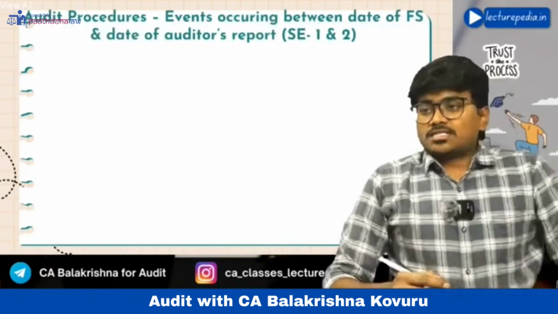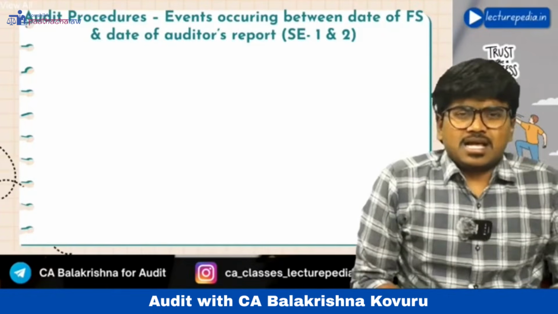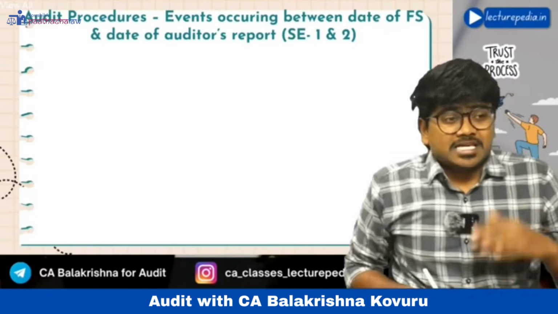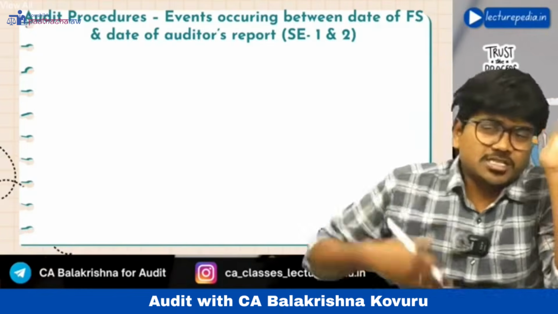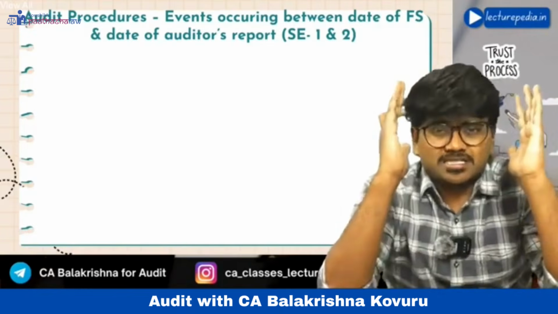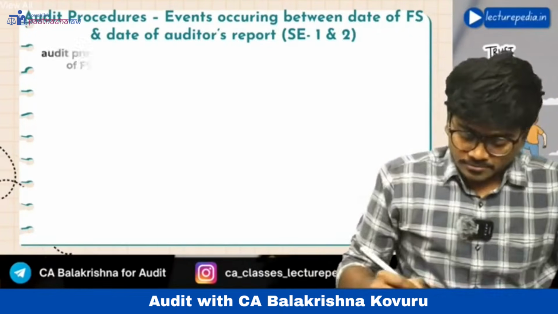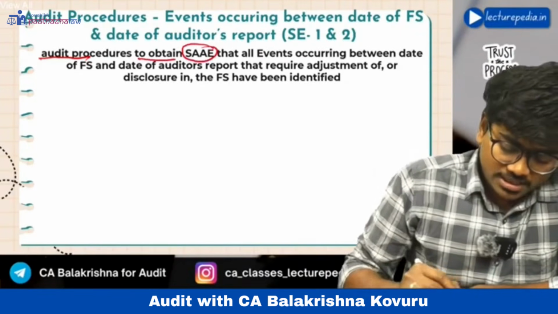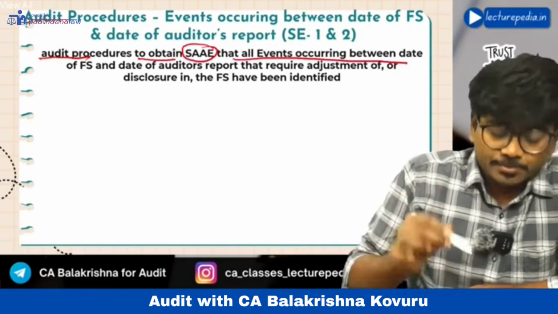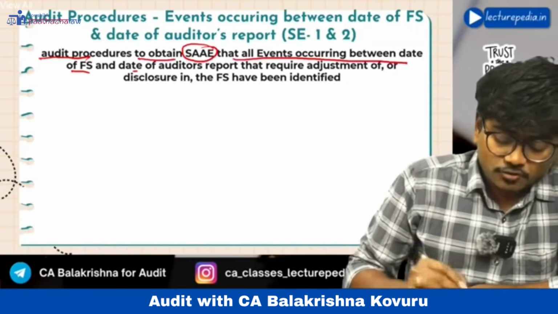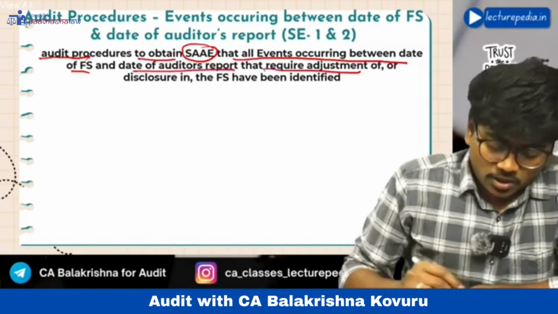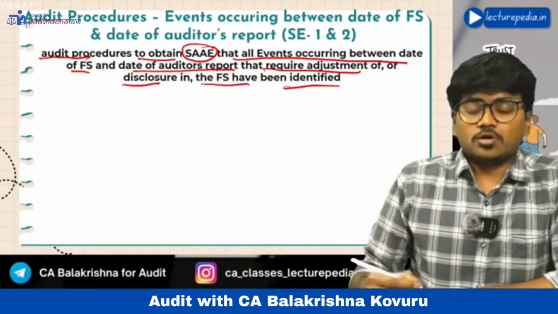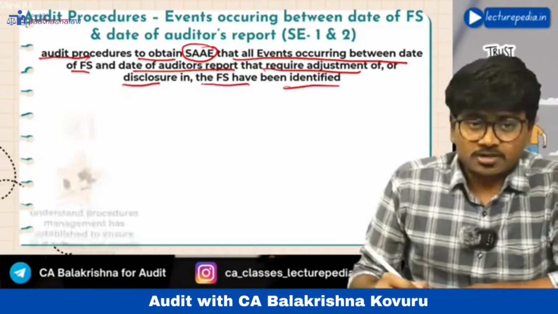Now firstly we will see the audit procedures that the auditor has to perform with respect to subsequent events 1 and 2. That means events that are occurring between the date of balance sheet and the date of auditor's report. See, audit procedures to obtain sufficient appropriate audit evidence that all events occurring between the date of financial statements and the date of audit report that require adjustment of or disclosure in the financial statements have been identified. With respect to this, what audit procedures will the auditor perform?